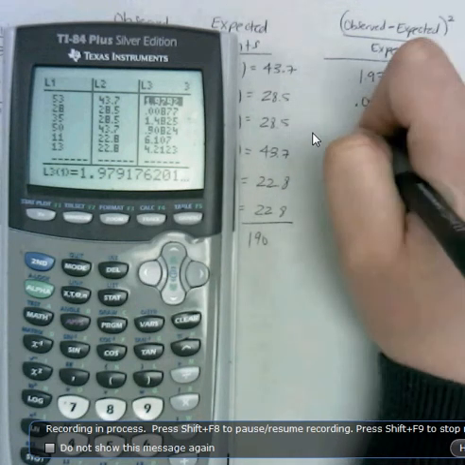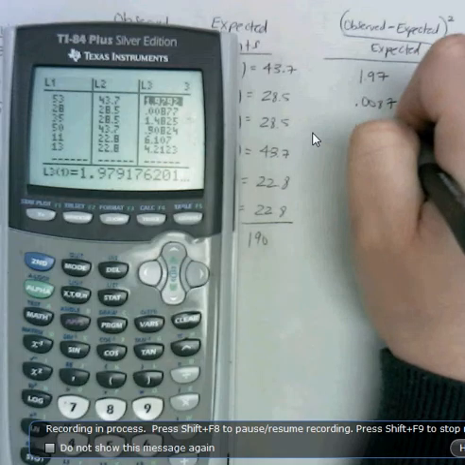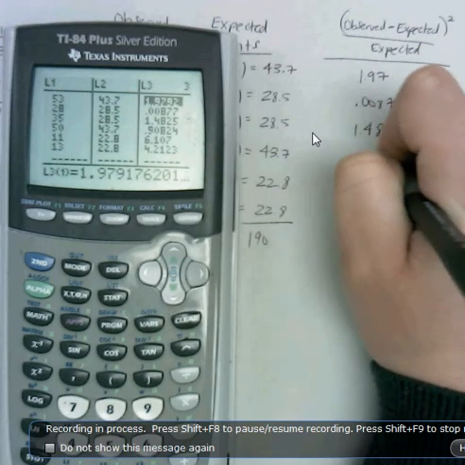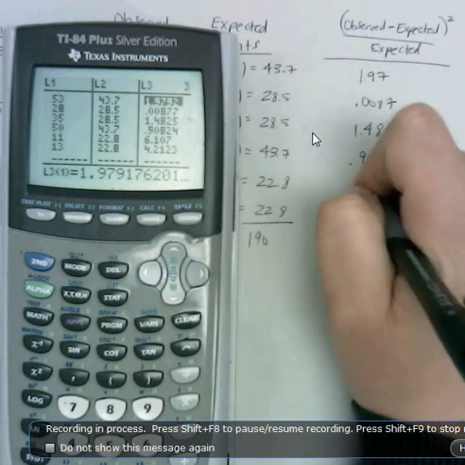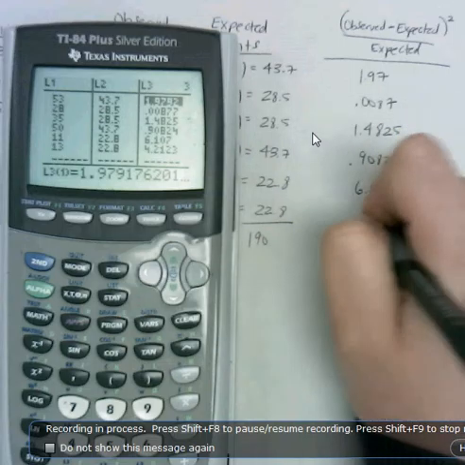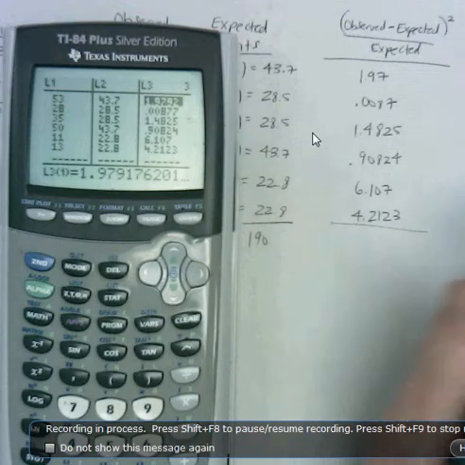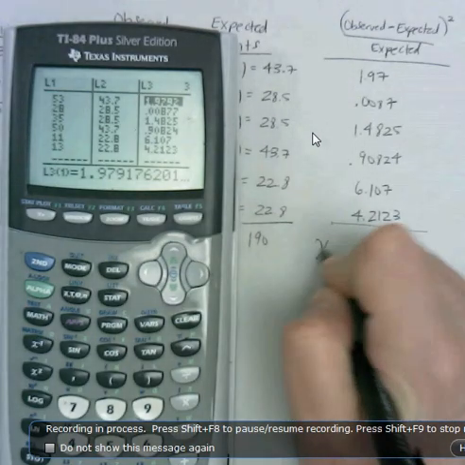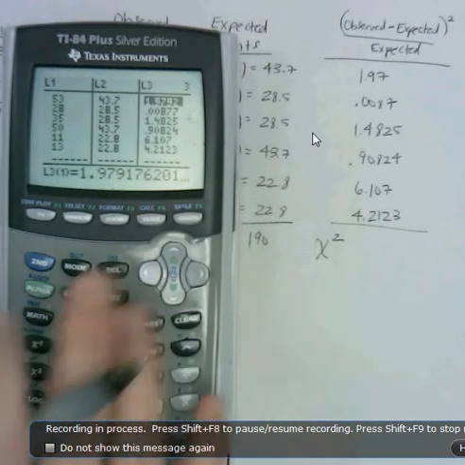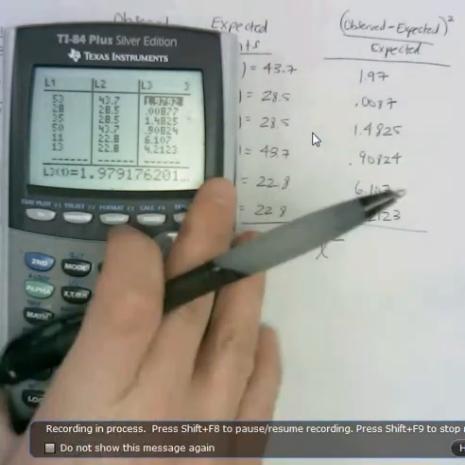0.0087, 1.4825, 0.90824, 6.107, and 4.2123. Your expected these, and what this does is you guys are actually starting to calculate the chi-square value.